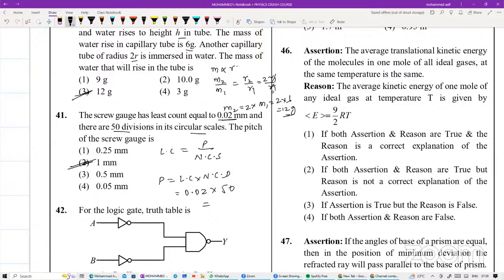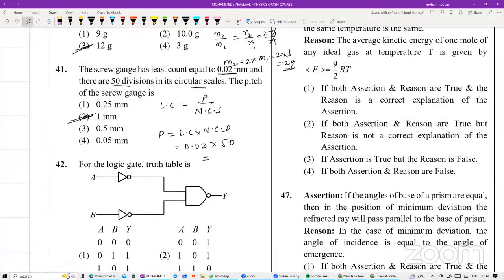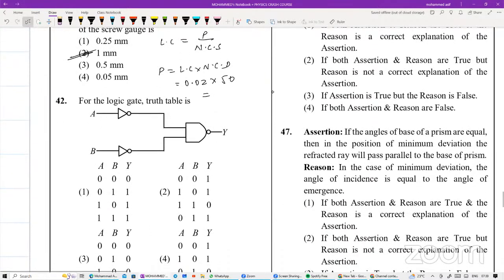Direct question. 42. For the logic gate, what will the truth table be? This is A, so this becomes A bar. This is B, so this becomes B bar. Isn't it? So what type of gate is it? It is a NOT gate and it is also a NOT gate, and this will be equal to your AND gate.